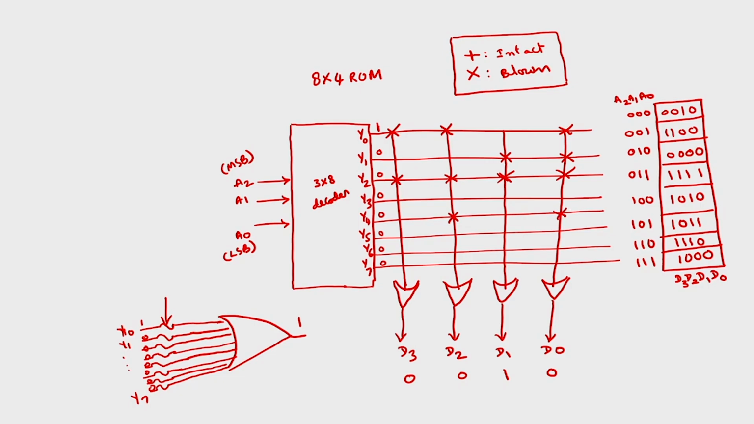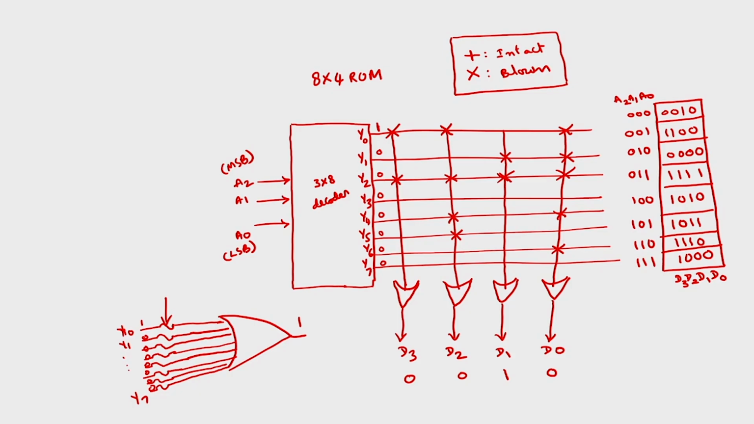Similarly, if I give address lines A2 A1 A0 as 1 0 1, I want the data as 1 0 1 1. So the second D2 OR gate connection has to be broken, Y5 this connection. Then for 1 1 0, I want to store 1 1 1 0. So the last OR gate connection has to be broken.